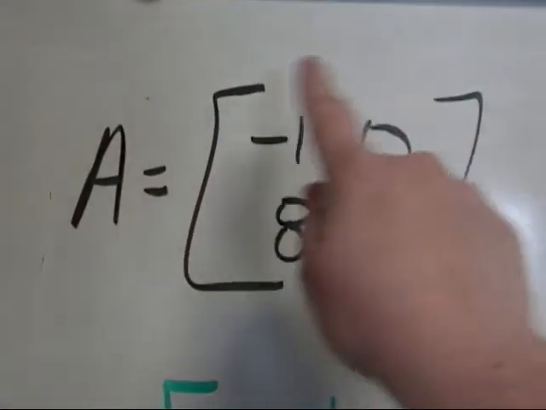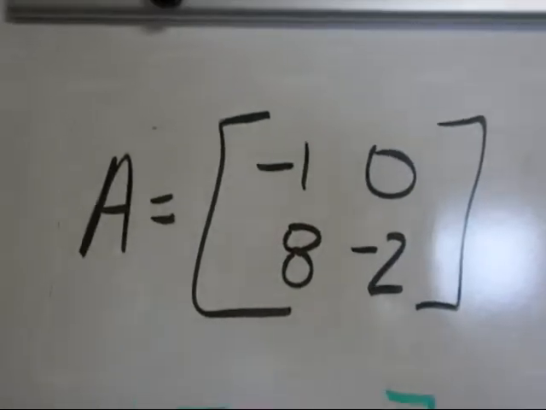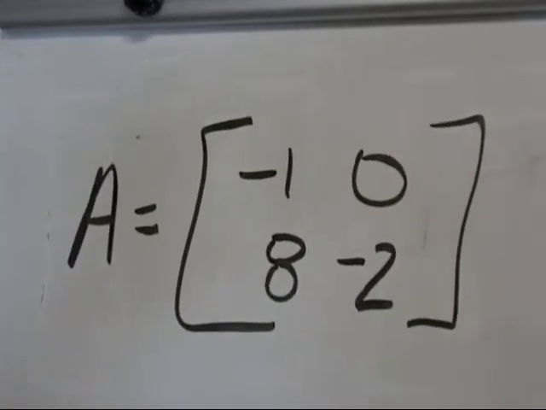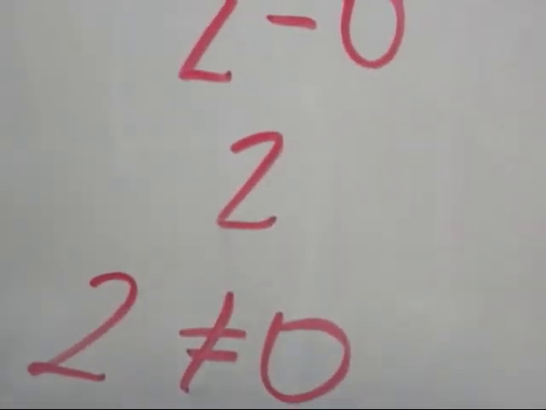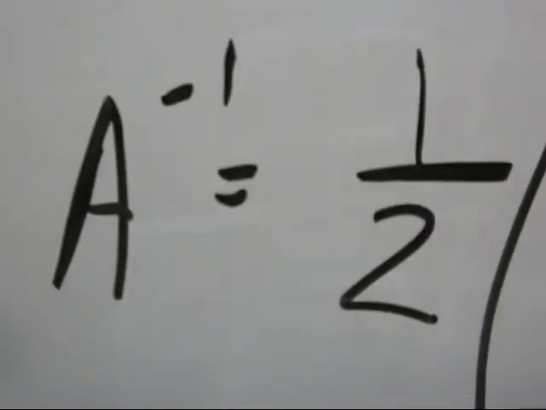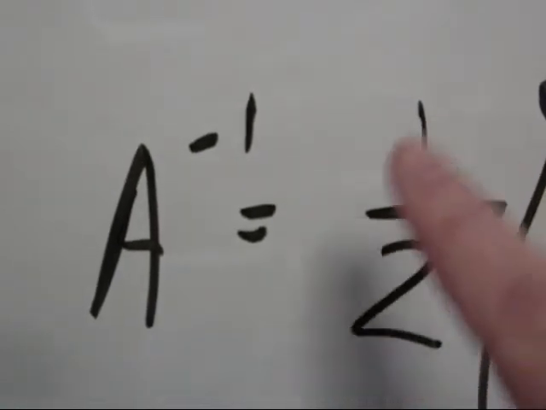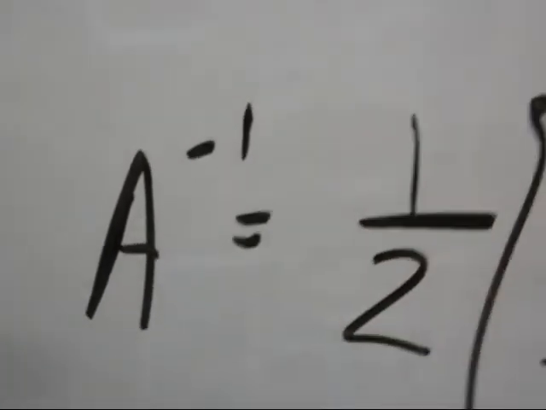Just go back to your original matrix, and the first thing we're going to do is create a scalar of 1 over our AD minus BC value. Again, our AD minus BC was 2, and 1 over 2 is 1/2. So the first thing is, we know to find A inverse, we're going to scale by 1/2.